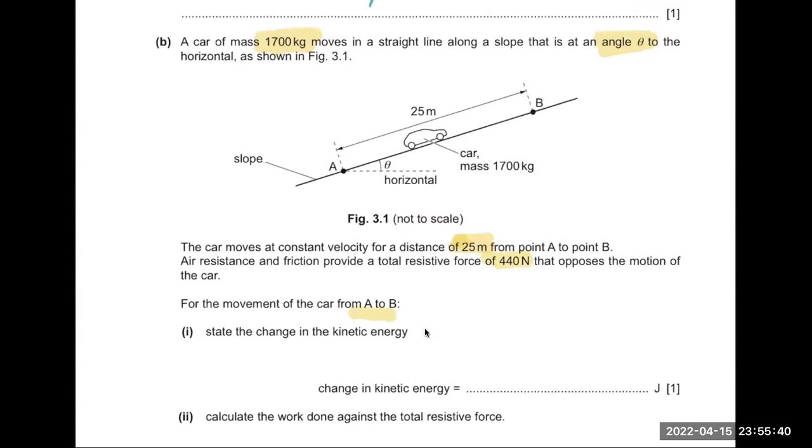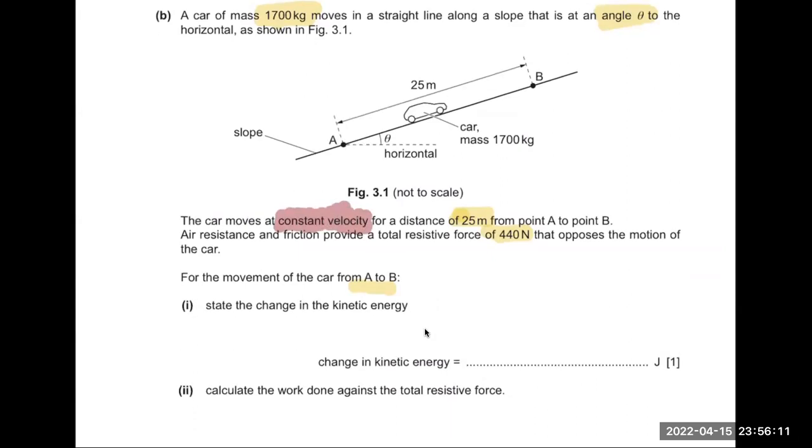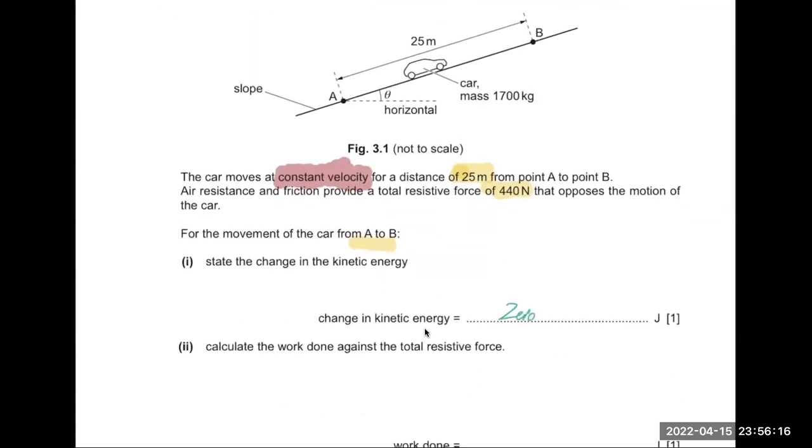Now, whenever there's a question that starts off with state, they don't expect you to perform a calculation. The answer is either obvious or it's given somewhere in the question. It's one of the values given in the question. So state the change in kinetic energy. Does the kinetic energy increase or decrease? That basically depends on what happens to the speed. And they've mentioned here that the car travels at a constant velocity. Because the car travels at a constant velocity, the kinetic energy is constant. So the change in kinetic energy is 0 joules.